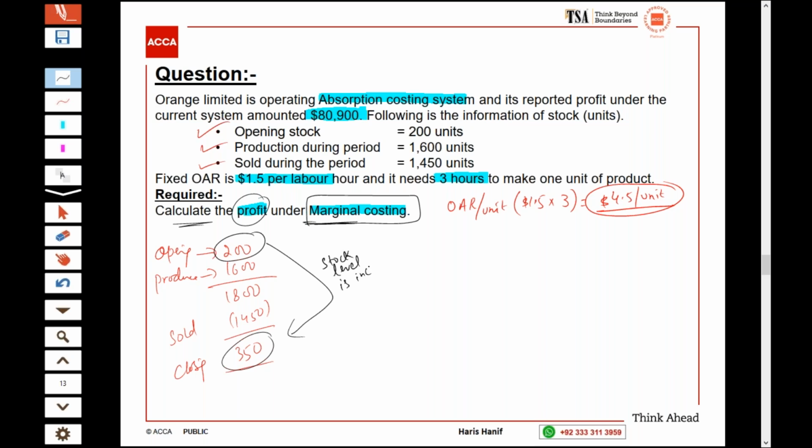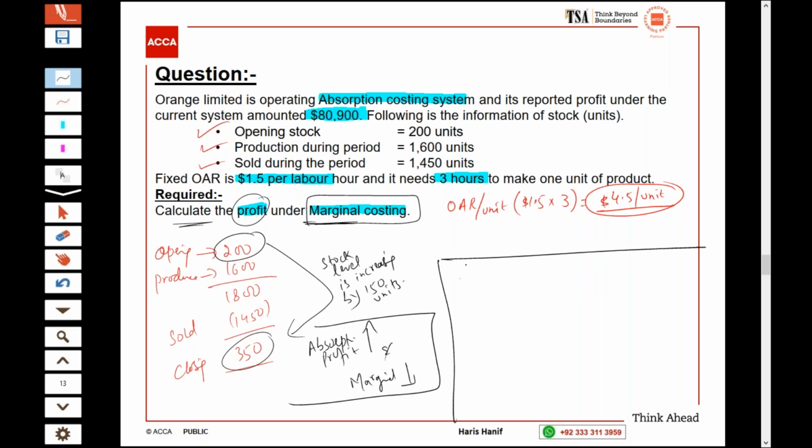Your stock level is increasing by 150 units. So my answer would be absorption profit high, and marginal profit is low.